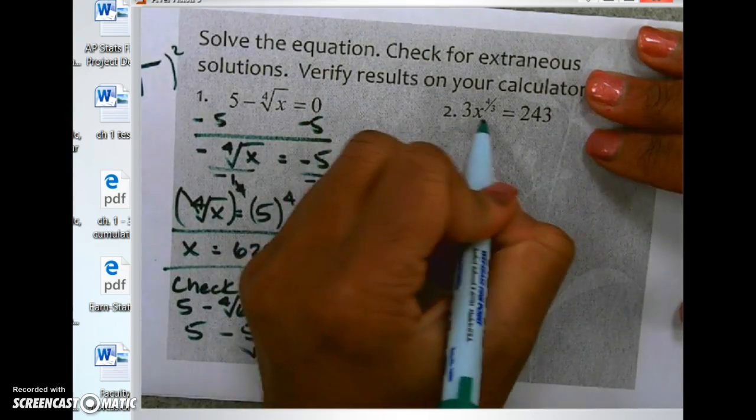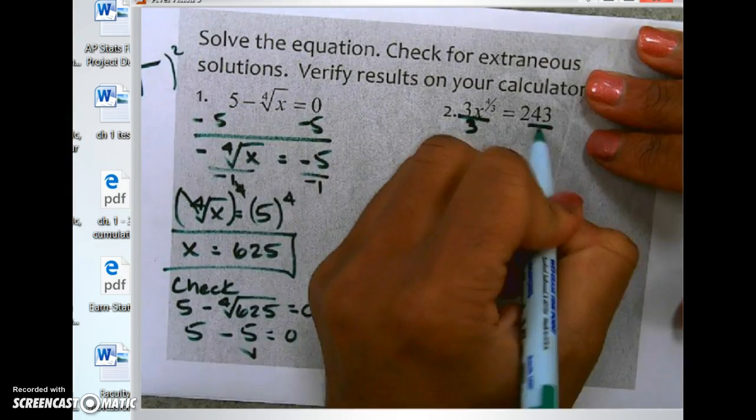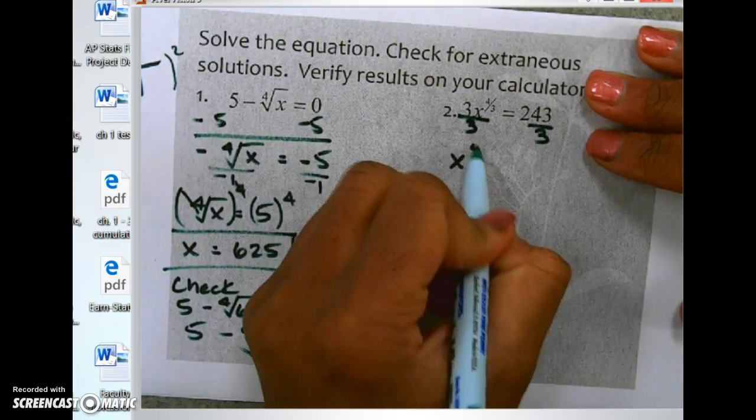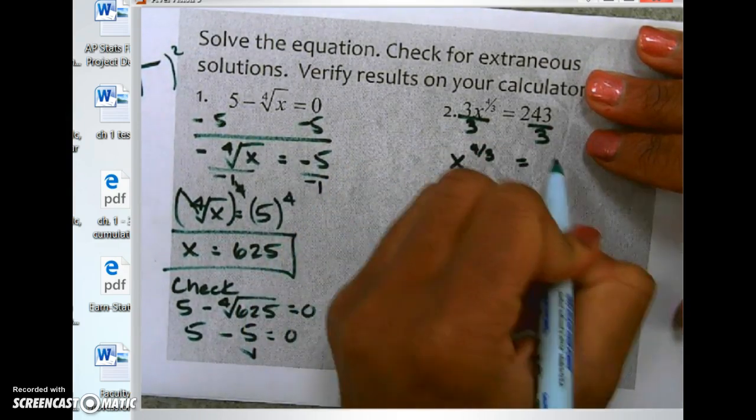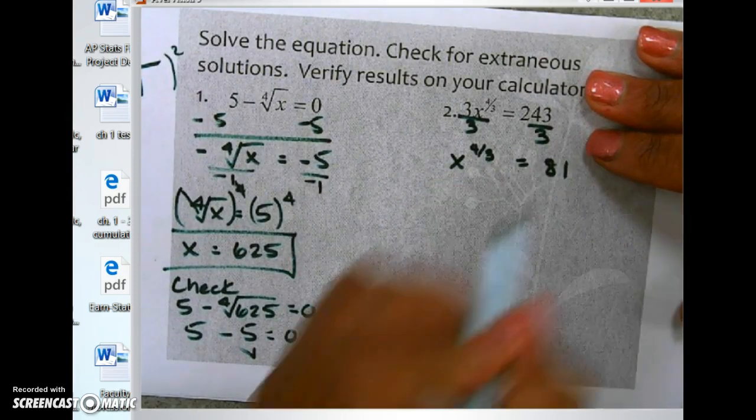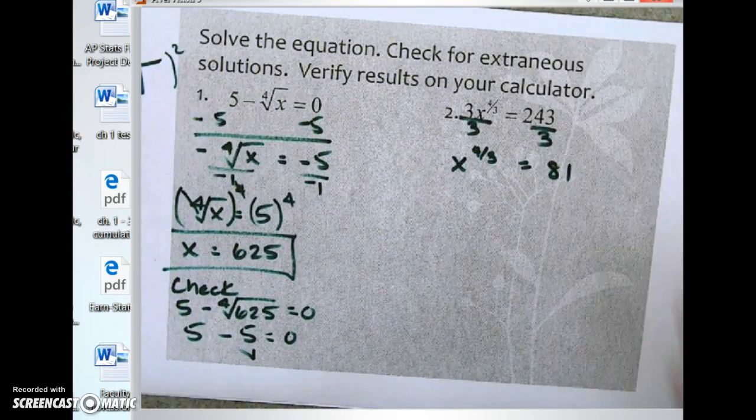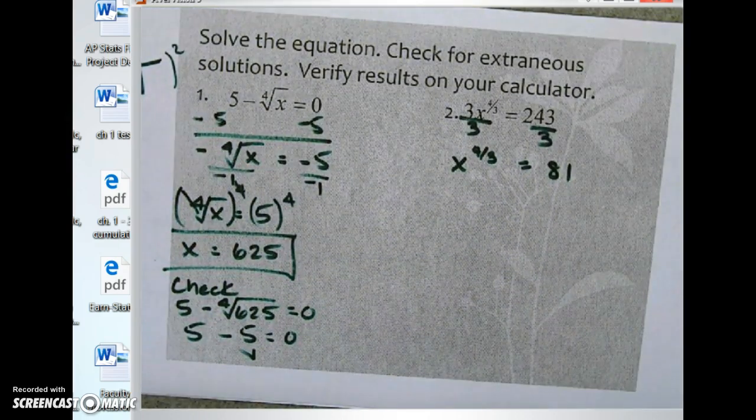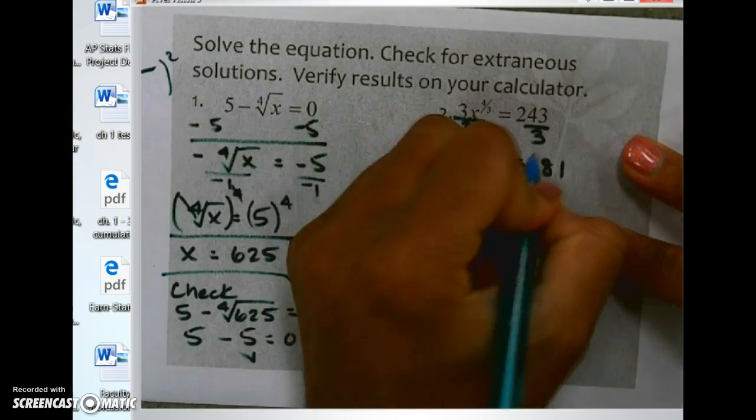So I'm going to first divide both sides by 3 so I can get the variable by itself. So I have x to the 4/3 equals 243 divided by 3 is 81. Now that fourth root, what we're going to do in order to get rid of that is we're going to multiply kind of by the reciprocal, only we're doing it on the exponent. So I'm going to raise each thing.